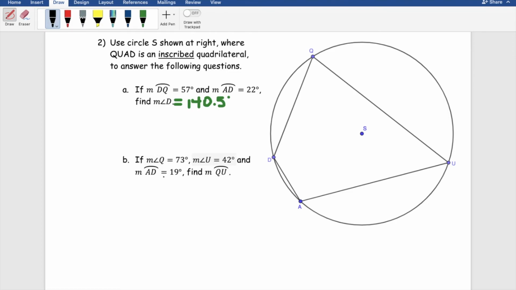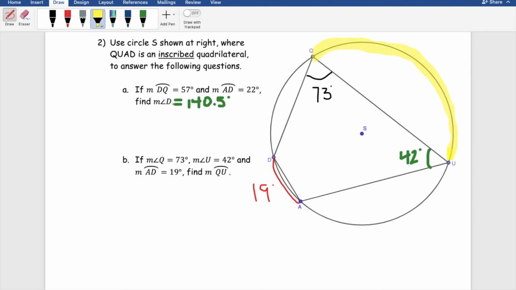Again, we were given 3 angles, which is a good amount of information, so hopefully we're not unhappy about that. Angle Q right here is 73 degrees. Angle U, right side, is 42 degrees. And the measure of arc AD, so little arc right here, is 19 degrees. From this information, our goal is to find the measure of arc QU, this one all the way on the other side.